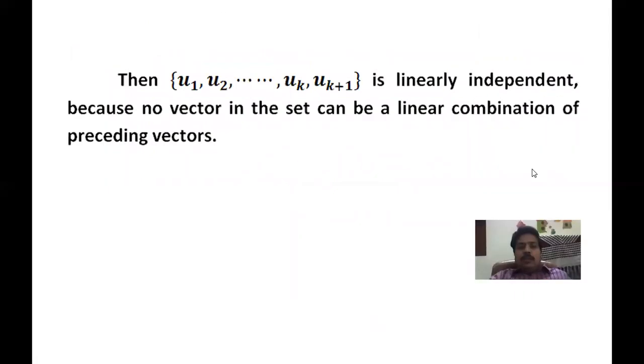Then U1, U2 and so on up to U(K+1) is linearly independent because no vector in the set can be a linear combination of preceding vectors. Already we have that U1, U2 up to UK is linearly independent. So no vector is a linear combination of preceding vectors. Now we have added one more vector U(K+1) which is not a linear combination of the first k vectors, that is U1, U2 and so on up to UK. So the new set U1, U2 and so on up to UK and U(K+1) is also linearly independent.